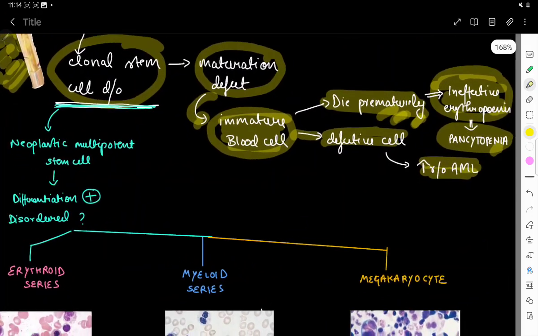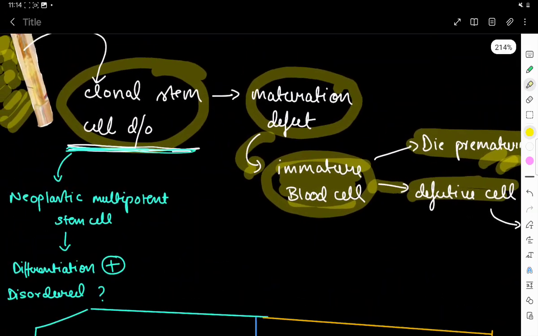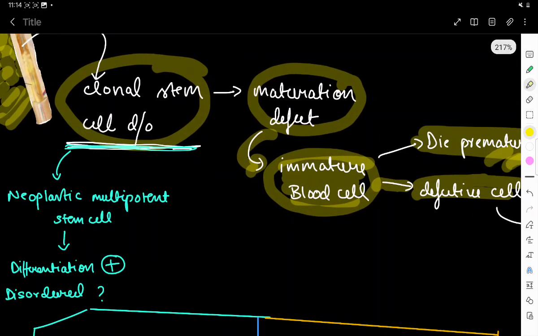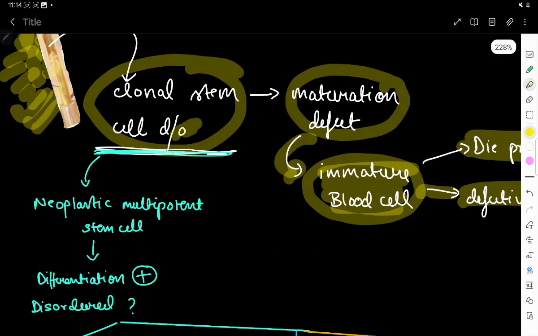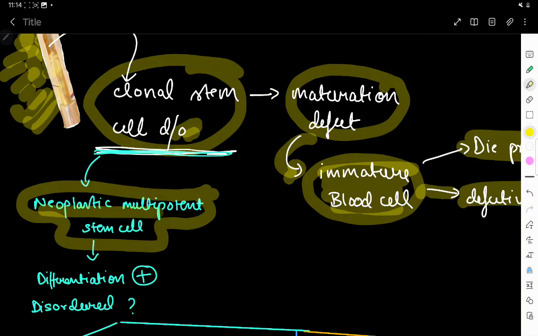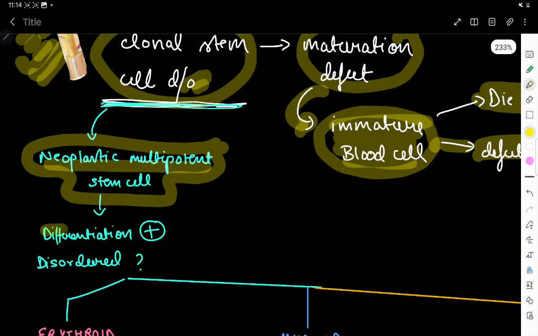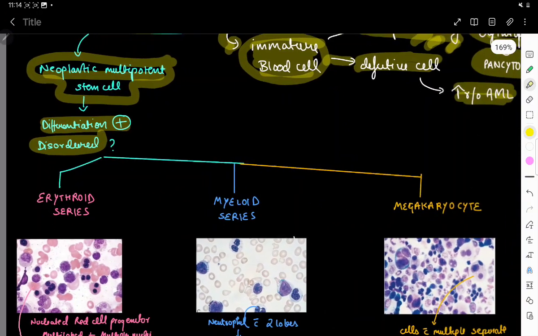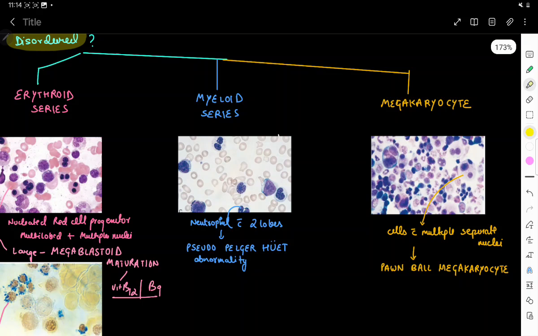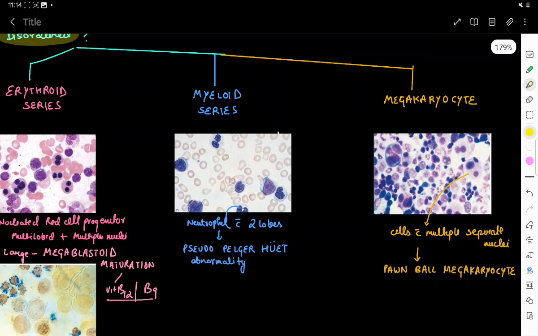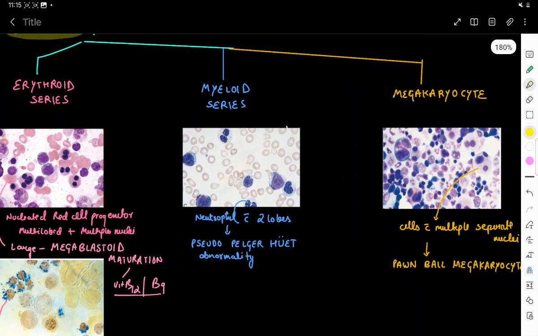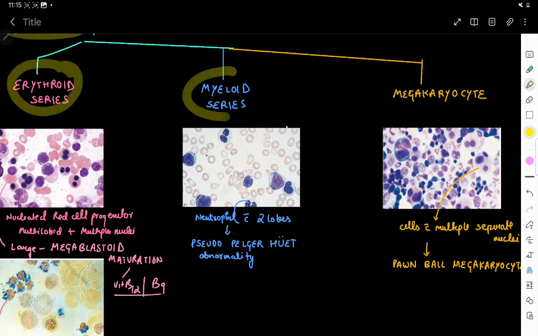Now let's try to understand a bit more about the pathology and the peripheral blood findings in the case of MDS. So this clonal stem cell disorder is because of a neoplastic multipotent stem cell in the marrow. This has a potential of differentiation, okay, but it has disordered differentiation, meaning we will have a trilineage problem now, and these peripheral findings are very characteristic findings of MDS actually. So we will have a problem in erythroid, myeloid and megakaryocyte trilineage.